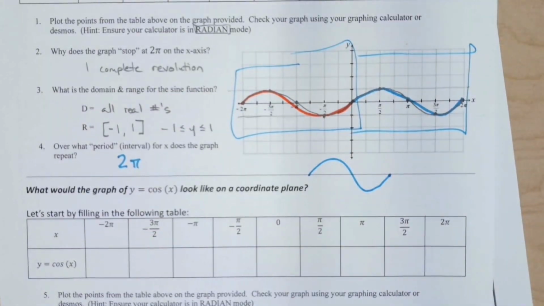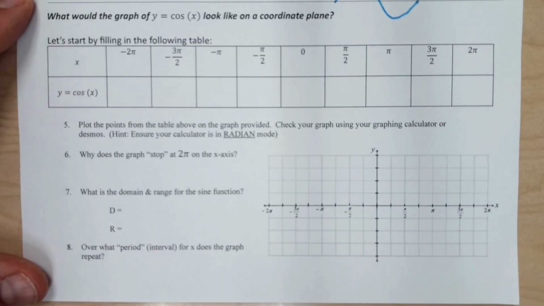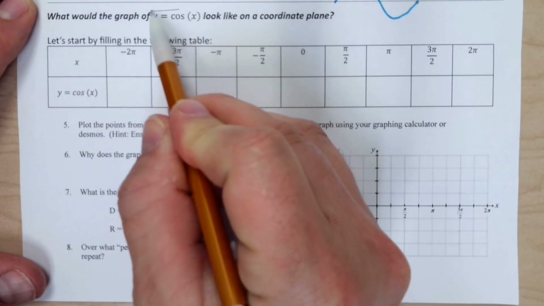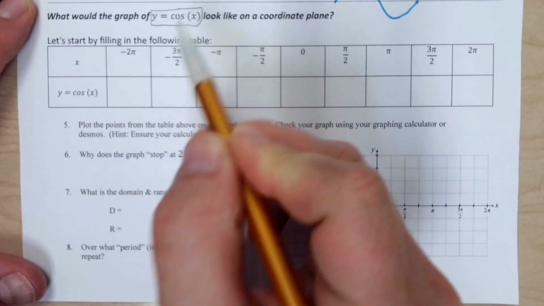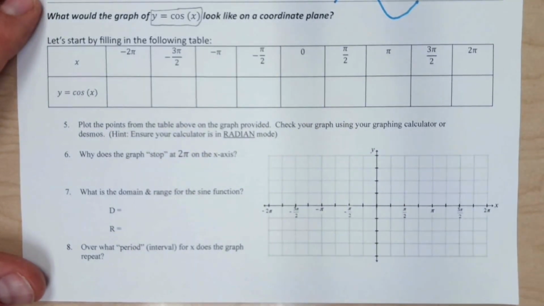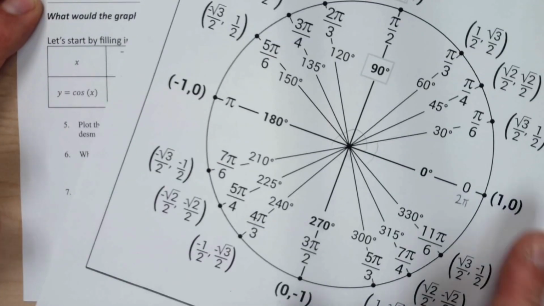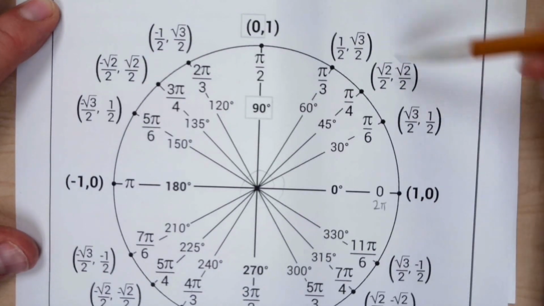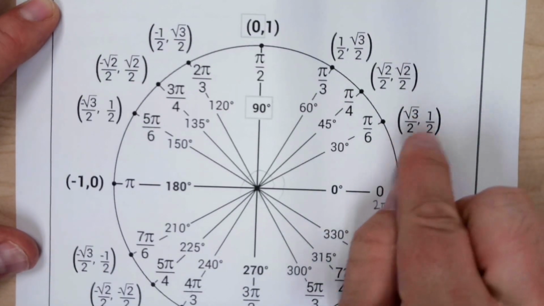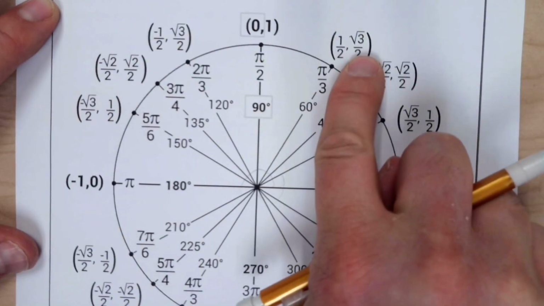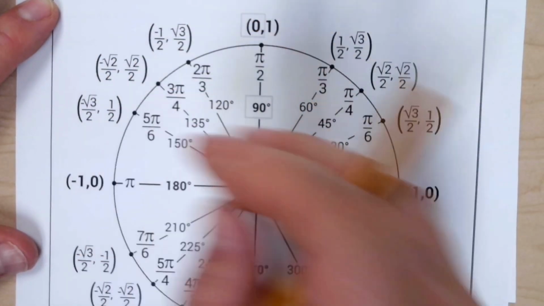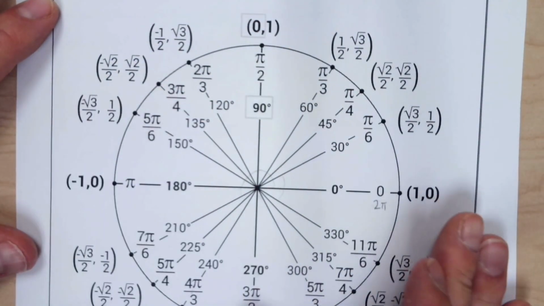Okay, now we're going with cosine. Now, cosine is very, very similar. In fact, you're going to realize that it's almost the same thing. And that is because the behavior of the x-coordinates is very similar to the behavior of the y-coordinates. So if you look, it goes 1/2, root 2 over 2, root 3 over 2. Well, look at the x-coordinates. It's root 3 over 2, root 2 over 2, 1/2. So it's kind of like an offset of what's happening with the pattern of the y's.